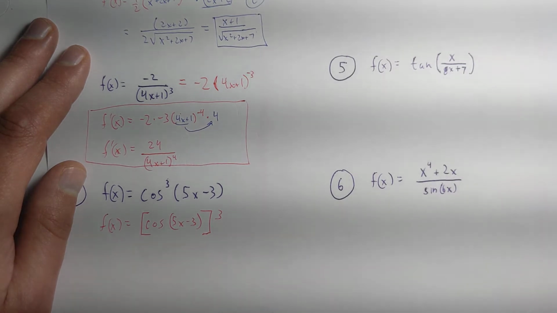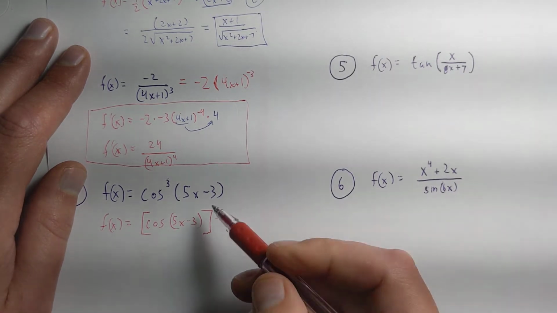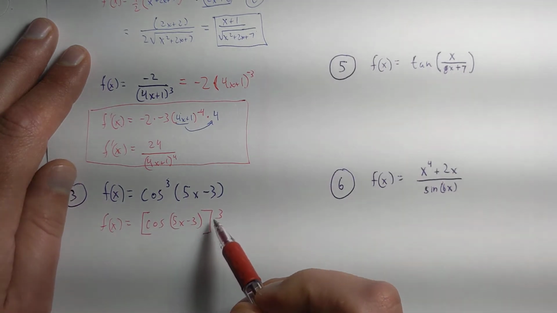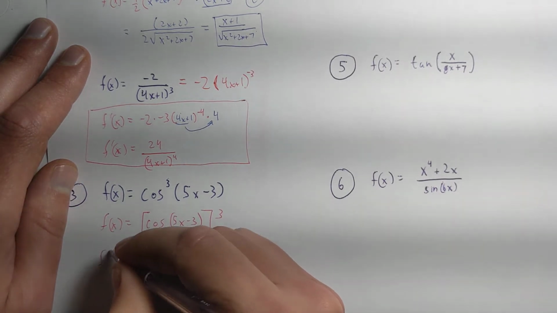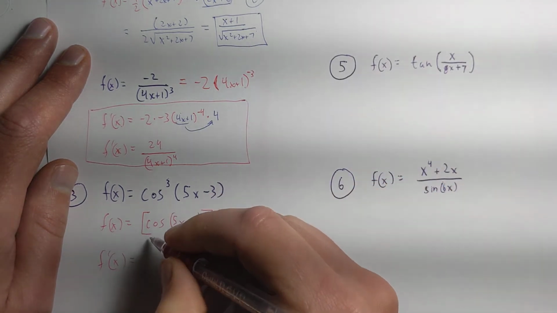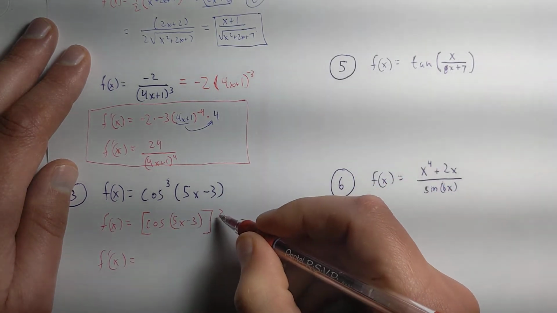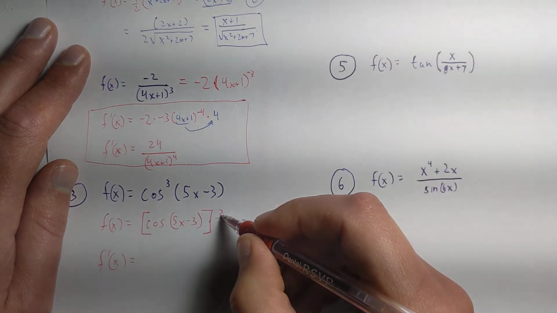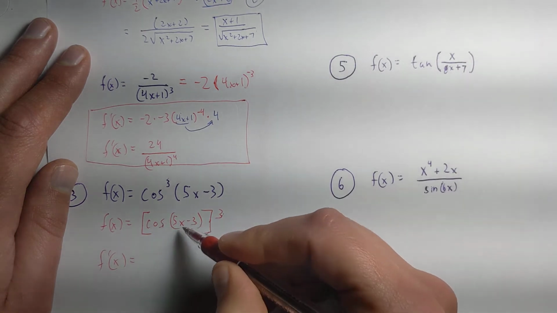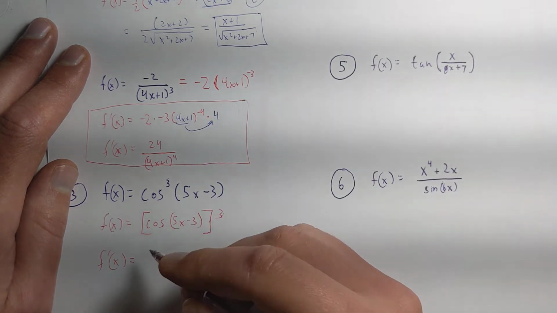And now what we actually see is we've got a function inside a function inside a function. The outside function of this is something cubed. My inside function is cosine, and then there's a function inside that, and that's 5x minus 3. Well, let's just do one at a time here.